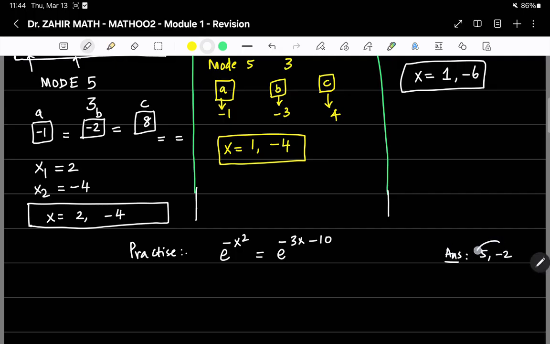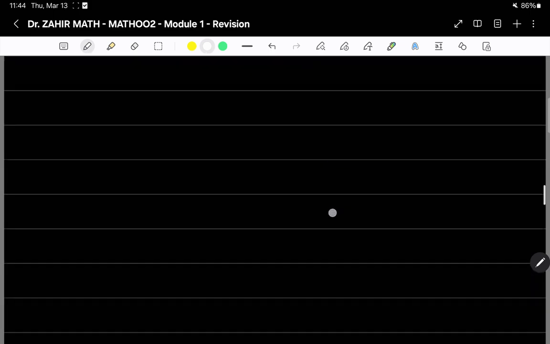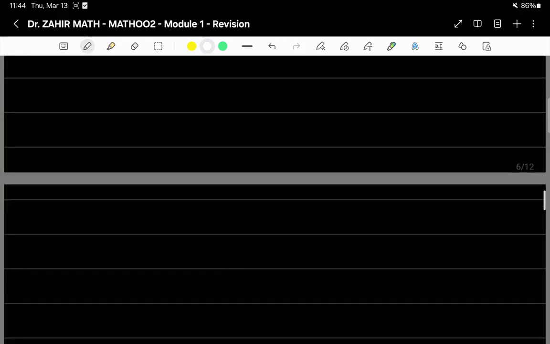So are you getting the answer 5 and minus 2? Please check it out. Okay, right. So let's go to the next type of equation. Let's go to the next type of solving exponential equations.